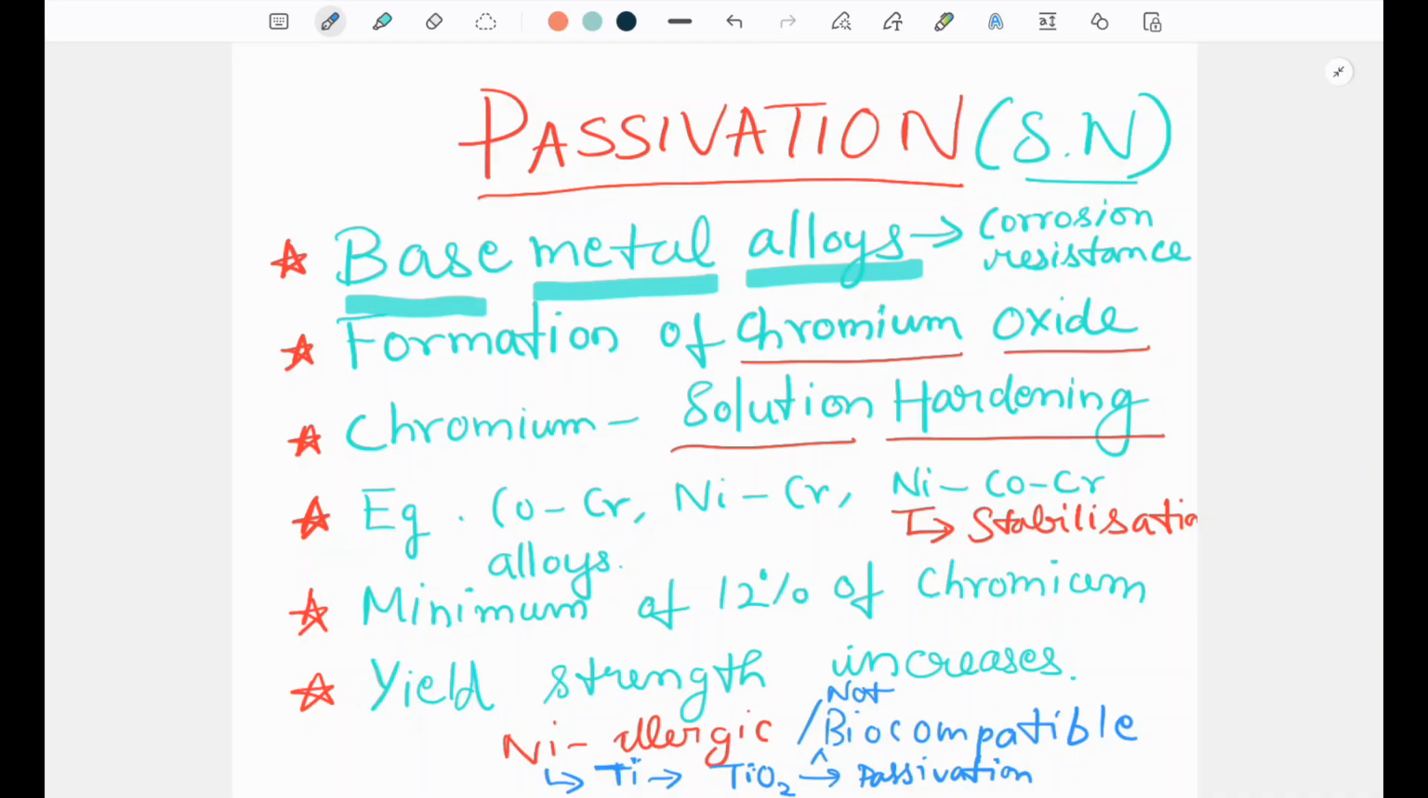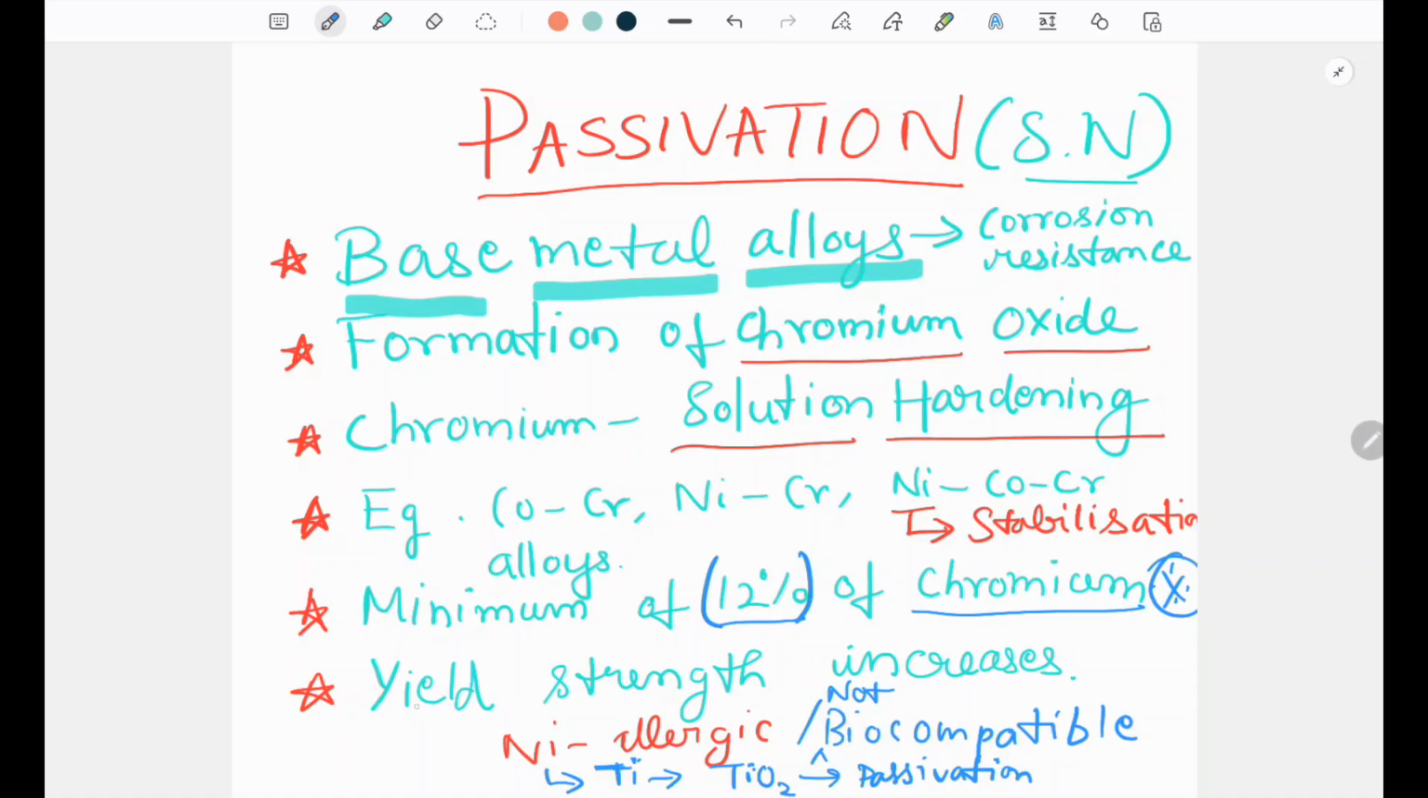The minimum amount of chromium which is required for passivation is 12%. So it's a very important point. Not less than 12 or not equal to 12. It has to be more than 12% of chromium. Then it forms better corrosion resistance. It has to be just above 12% to form the layer for corrosion resistance.